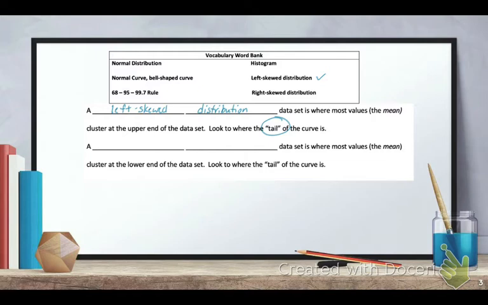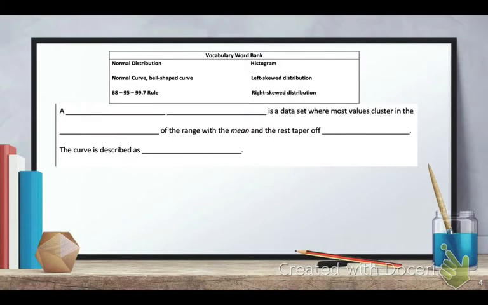Now, if the highest amount of days were on the left end, then that would be a right skewed distribution data set. And that's where most of the values, the average, cluster at the lower end. And again, we call it right skewed because we look to where the tail is.